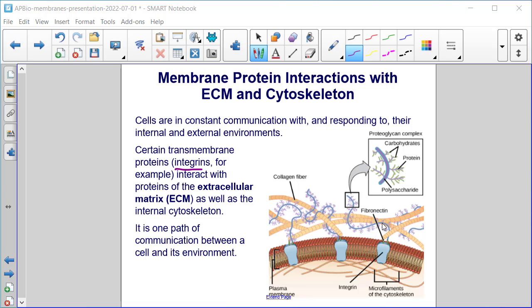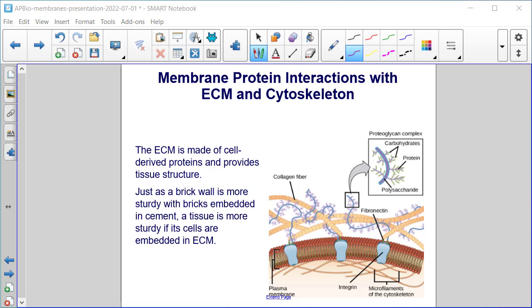So all of those things are constantly working together in communication with each other, responding to all of those different environments as a way to communicate between the inside of the cell and the surrounding environment. The ECM, the extracellular matrix, is made of cell-derived proteins and provides tissue structure. Just as a brick wall is more sturdy with bricks embedded in cement, a tissue is more sturdy if its cells are embedded in their extracellular matrix.